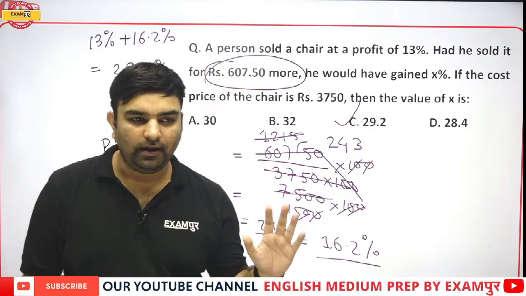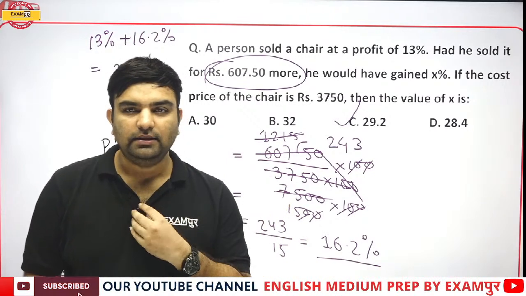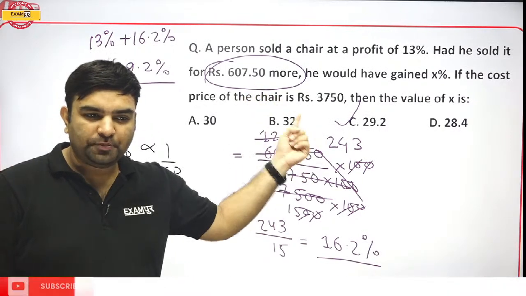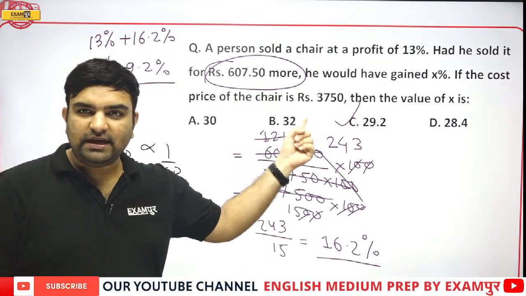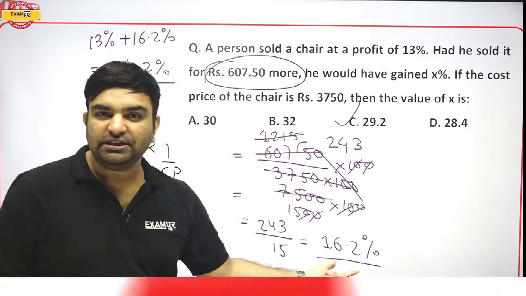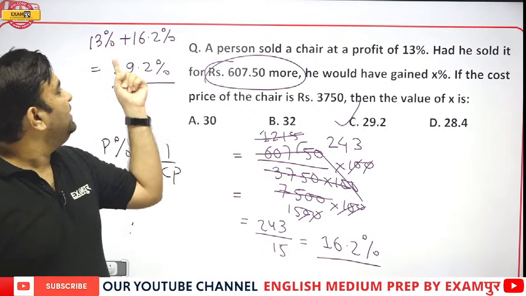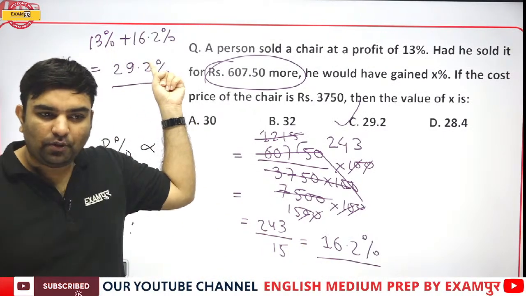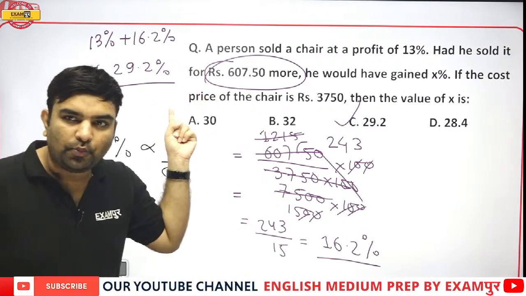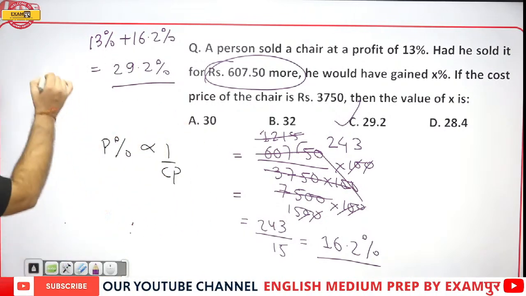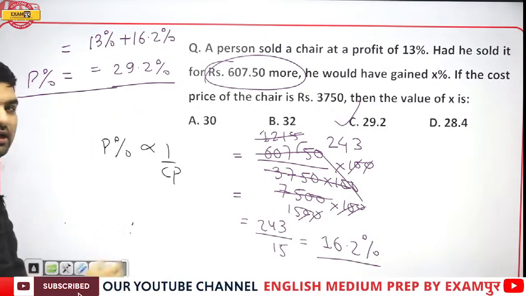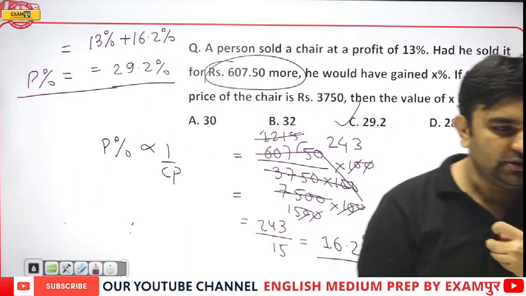So what is the funda in the question? The funda in the question is just to find out that this extra profit is how much percentage of the CP, which comes out to be 16.2%. So initially you are selling it for 13% profit and now you will sell it for 16.2% more. So ultimately your profit percentage is 29.2%. Is it absolutely clear, bacha? If yes, please do raise your thumbs up.